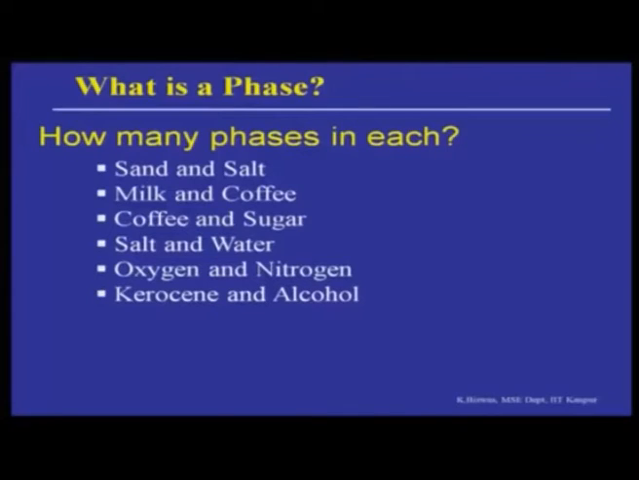Gases, there is no distinction, always a single phase, whether it is air, nitrogen, or a mixture of nitrogen and argon, whatever, it is a single phase. So the problem basically comes for solids and liquids. Let us first see examples, then it will be clear to you. How many phases are present in each of these?